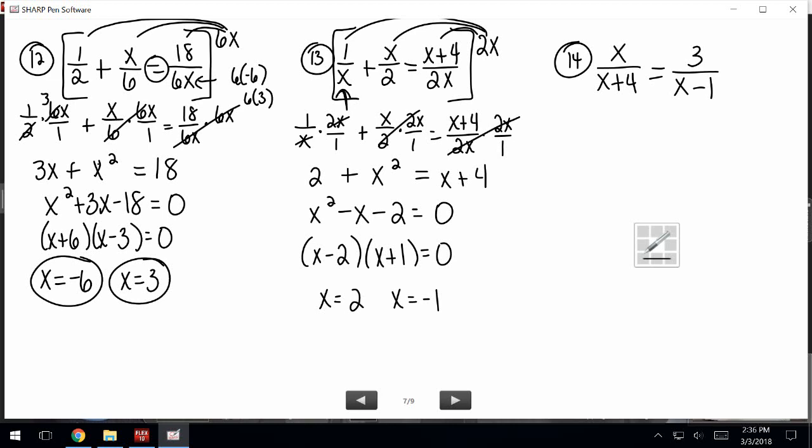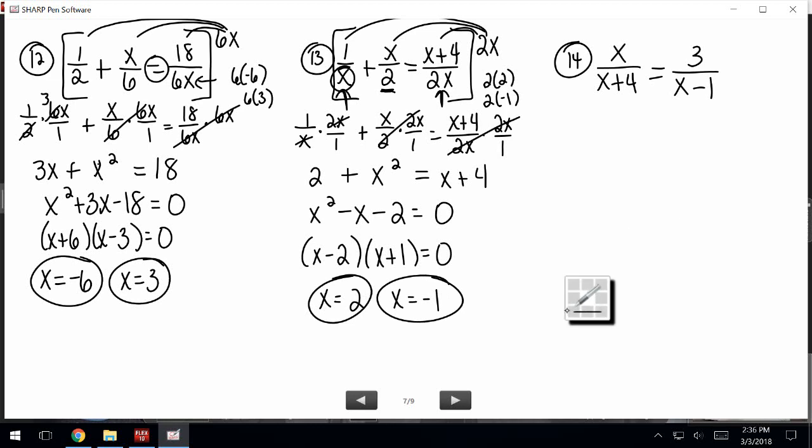None of those make the bottom equal 0 in this place. Well, 2 is never going to be 0. Well, 2x, let's plug in 2. That gives me 4, so it's good in all spots. If I plug in negative 1, that's negative 2, and that means it's good in all spots. So we're good to go on both of them.